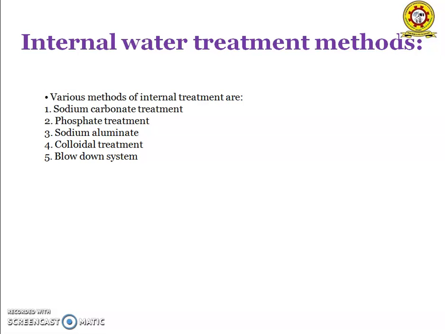There are two water treatment methods: the internal water treatment method and the external water treatment method. First is the internal water treatment method. In this method, dissolved solids are removed in the boiler itself by adding chemicals, either to precipitate the impurities so that they can be removed in the form of sludge, or to convert impurities into harmless salts. The various internal treatment methods are sodium carbonate treatment, phosphate treatment, sodium aluminate, colloidal treatment and blowdown system.